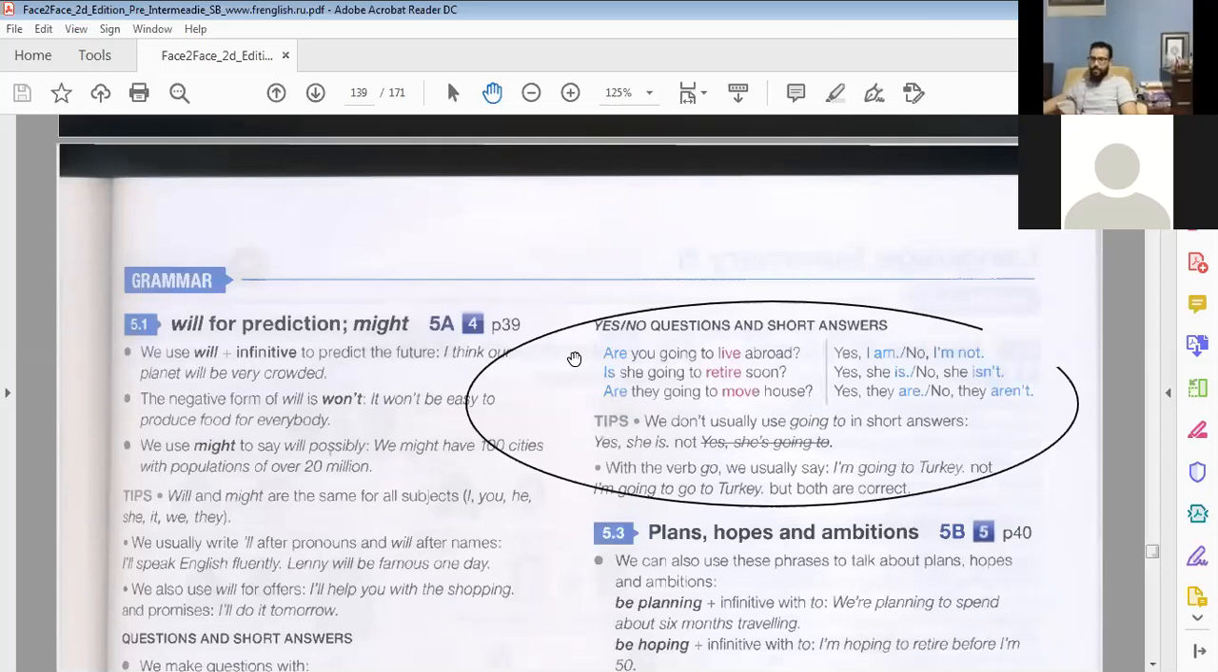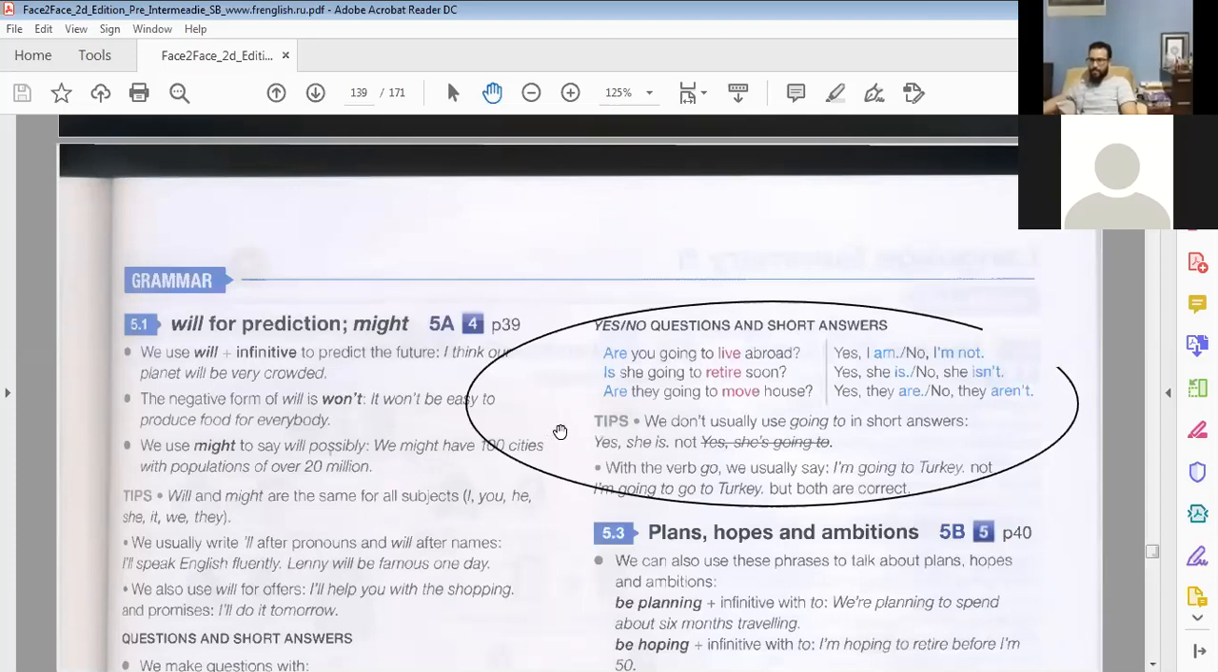Are you going to live abroad? Yes, I am. No, I am not. Is she going to retire soon? Yes, she is. No, she isn't. Are they going to move house? Yes, they are. No, they aren't.